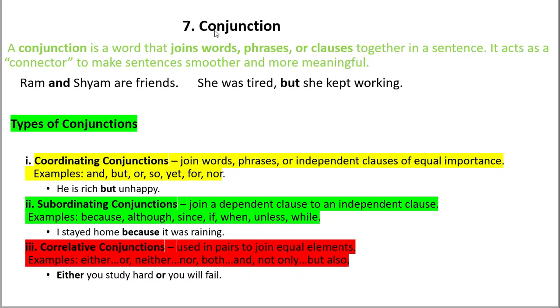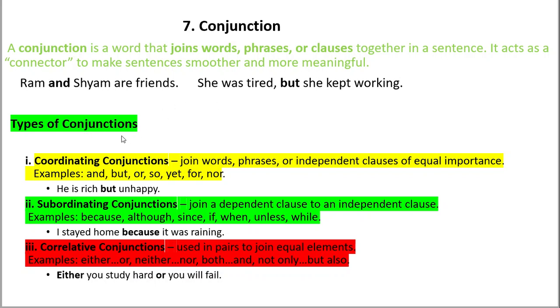Now, number 7, conjunction. A conjunction is a word that joins words, phrases, or clauses together in a sentence. It acts as a connector to make sentences smoother and more meaningful. Ram and Shyam are friends. She was tired, but she kept walking.